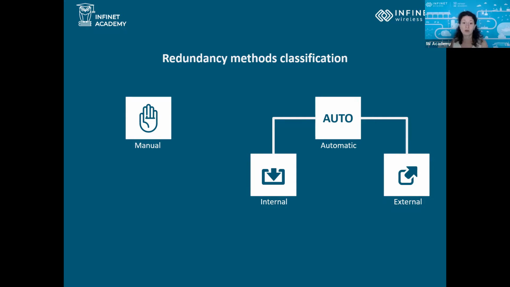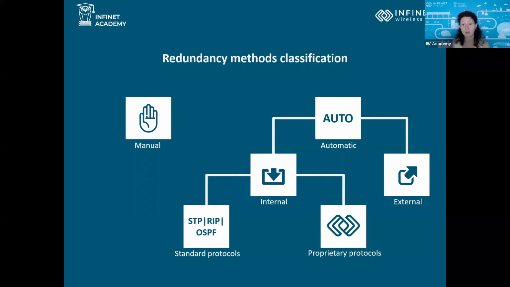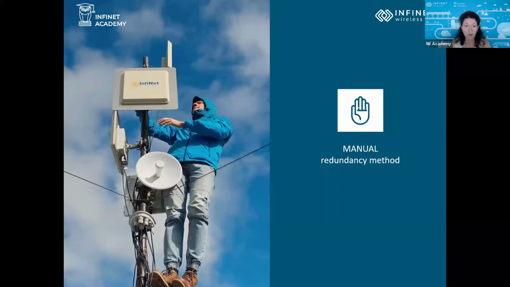Our devices offer multiple choices to implement redundancy. We have implemented standard protocols like STP or OSPF, which include redundancy as part of their functionality. On the other hand, our developers designed proprietary protocols and features that offer superior redundancy configurations for the wireless links, taking into account as well the radio link state in real time. We will discuss in more detail all these aspects. Let's now discuss each method in detail, and we begin with the manual configuration.